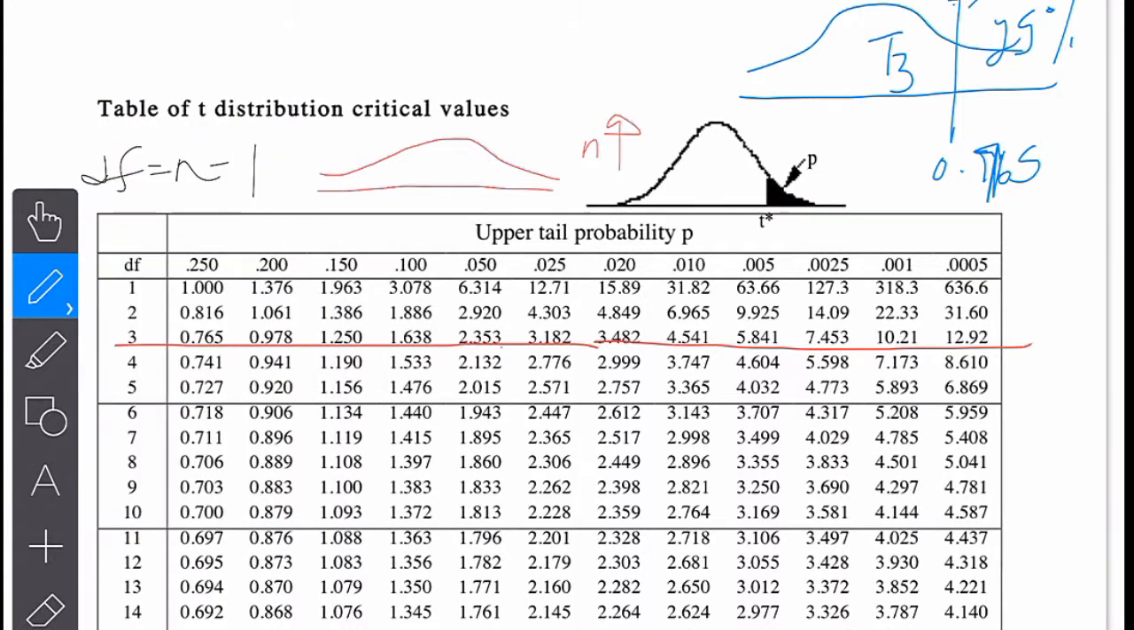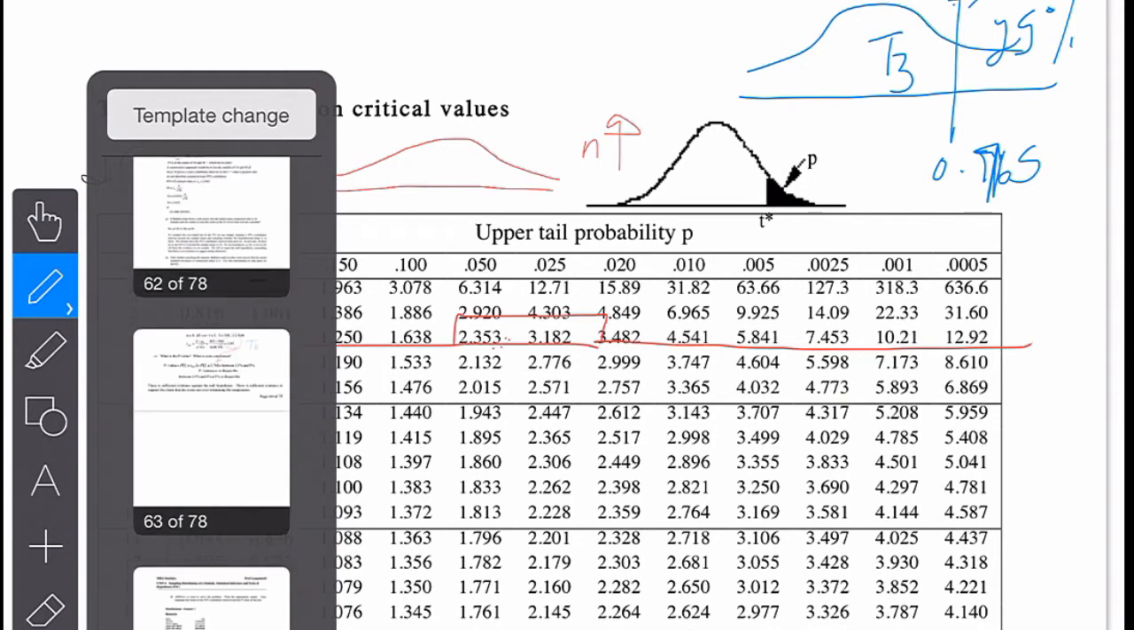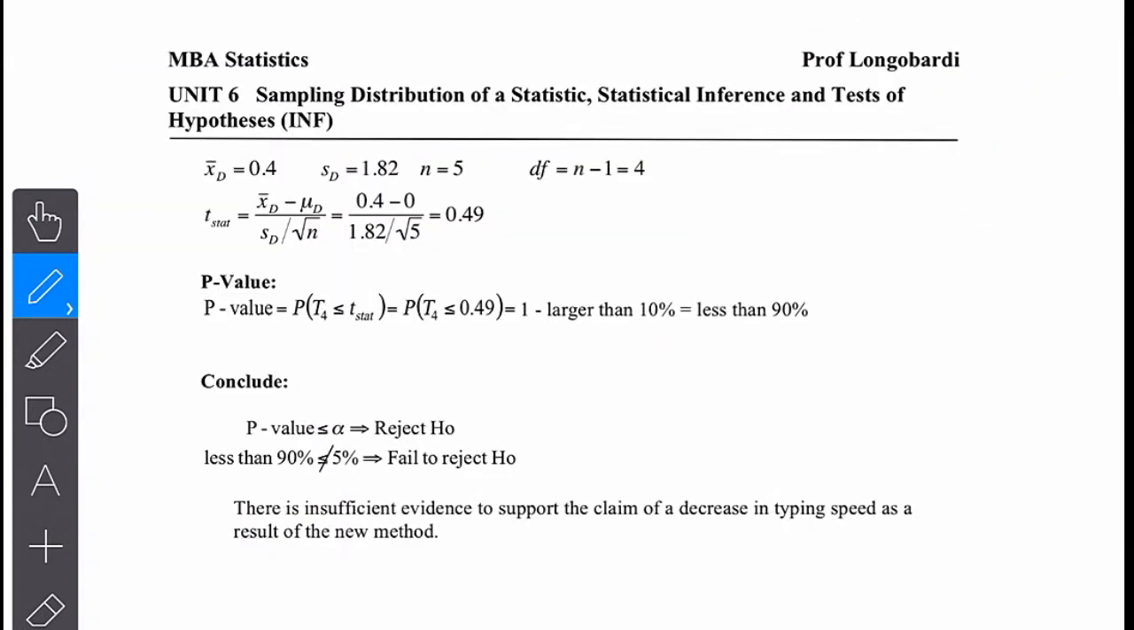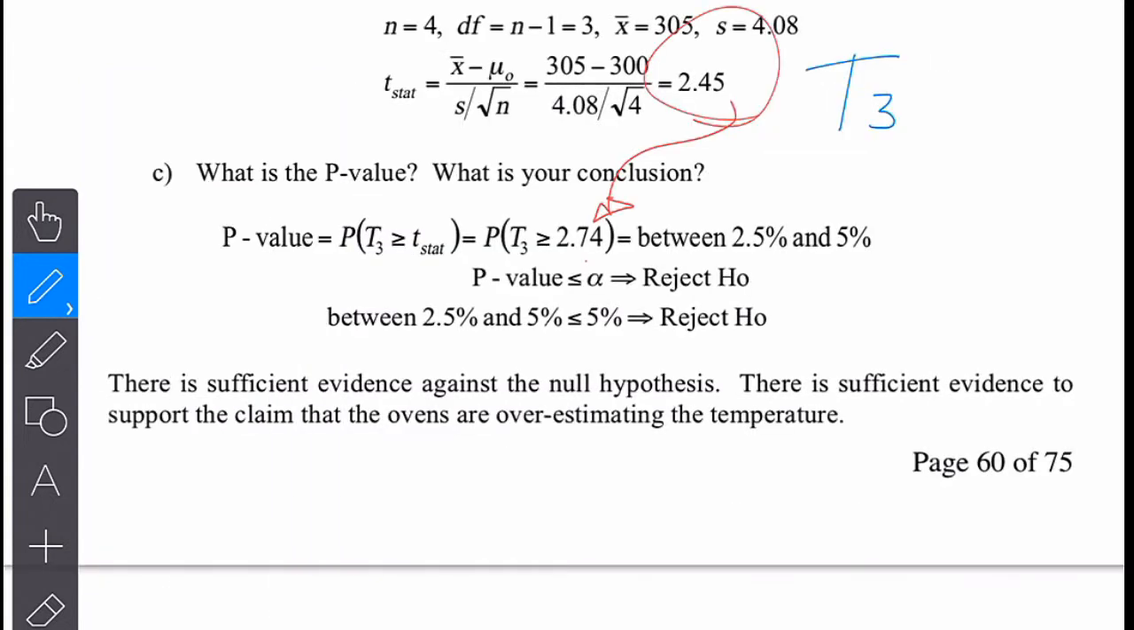So the answer is 2.3, so it's bigger than, so it's between these two. 2.45 is between 2.5% and 5%. So that's what I'm going to get from the table, and I'm going to write it down now. That's not it. So that's how I get this. So this is just transcribed wrong.